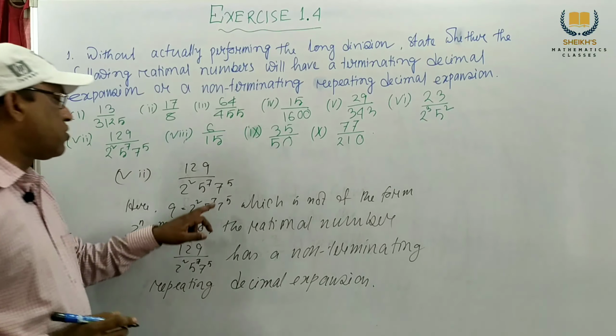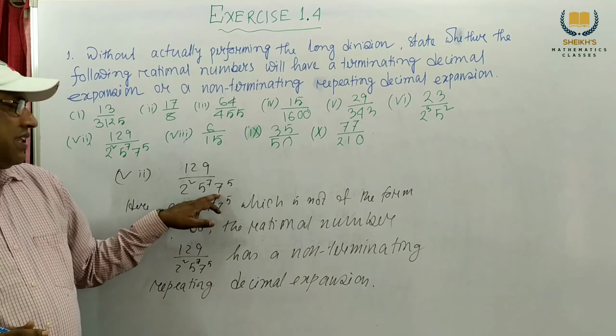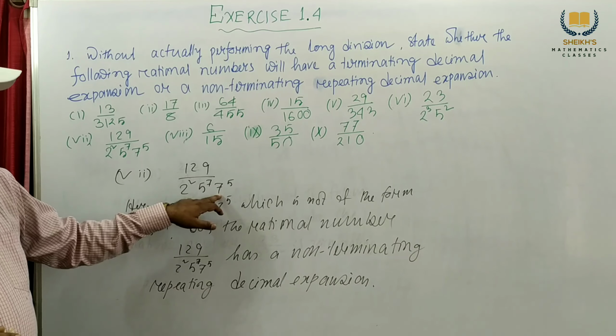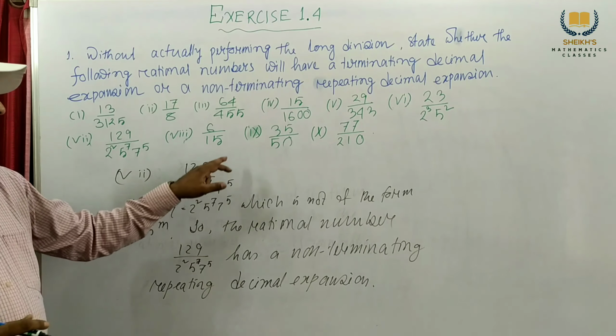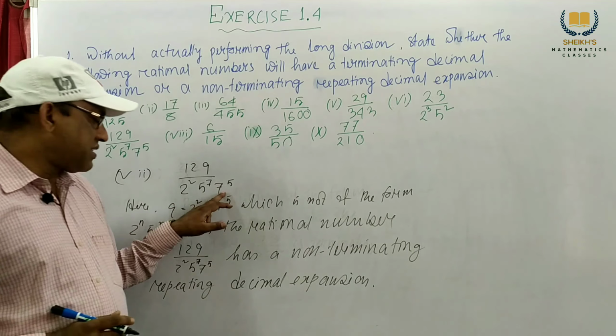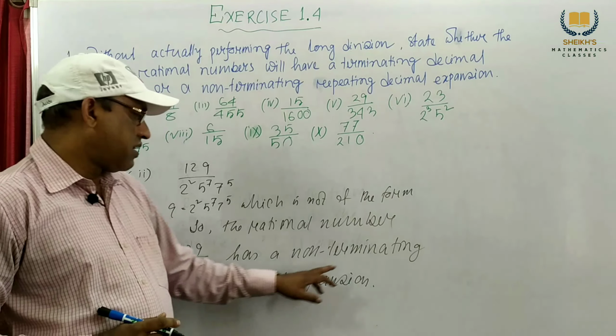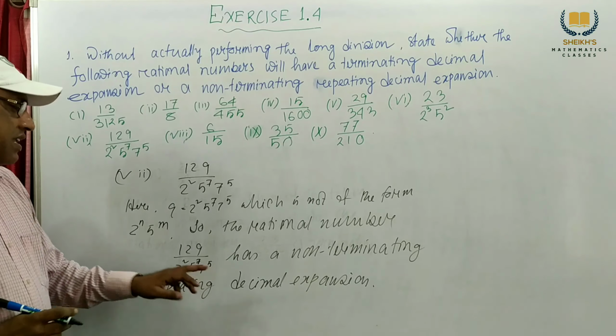So this is because of the main criterion. If 7 to the power 5 is absent, then this is a terminating decimal expansion. But this 7 is given, so this is a non-terminating repeating decimal expansion.